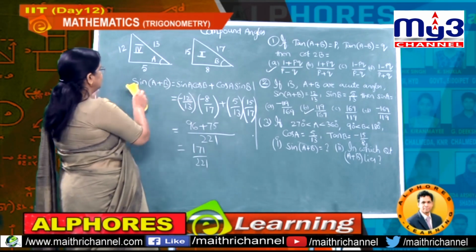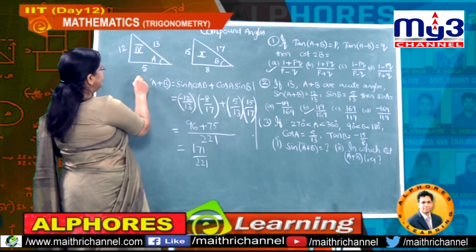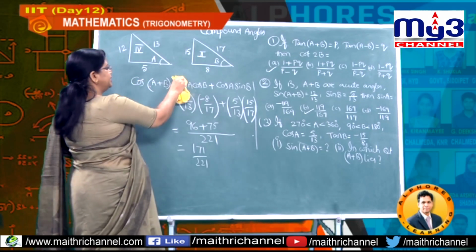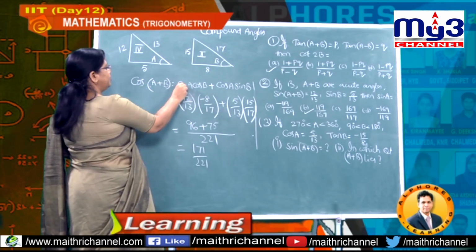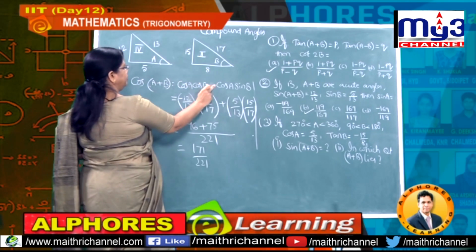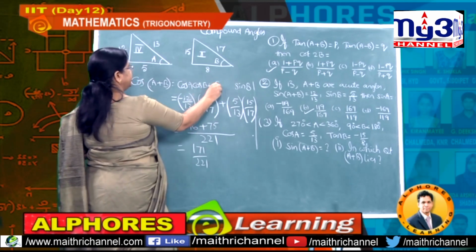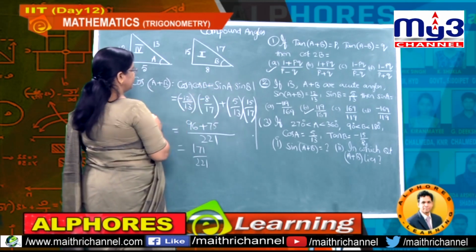So what is cos of A plus B? Just change here, let us find now cos A plus B. Now what is cos A plus B? Cos A cos B, whereas here I have to write minus sin A sin B. So this is our formula, understand students?